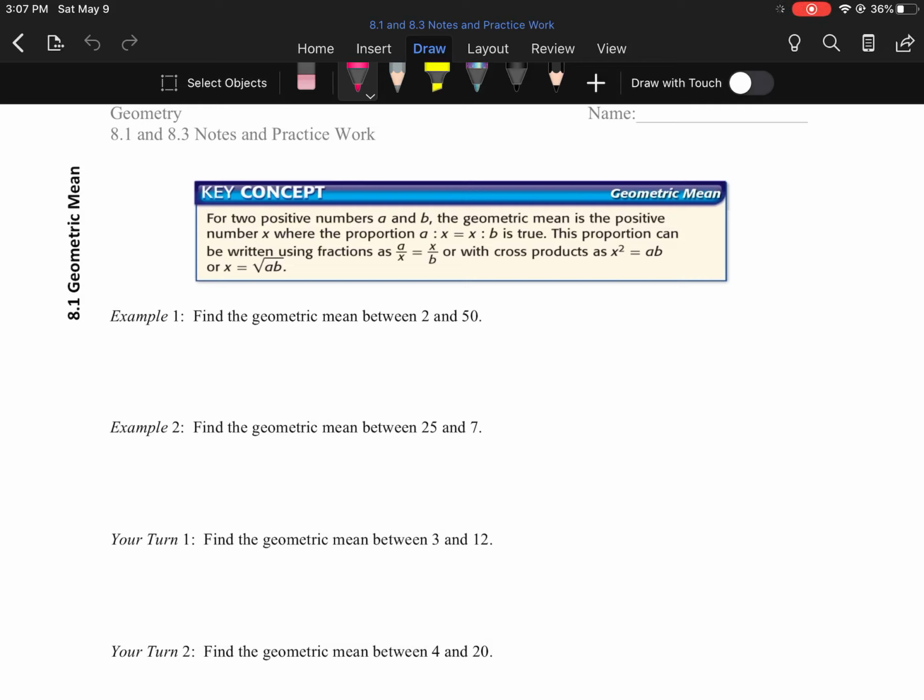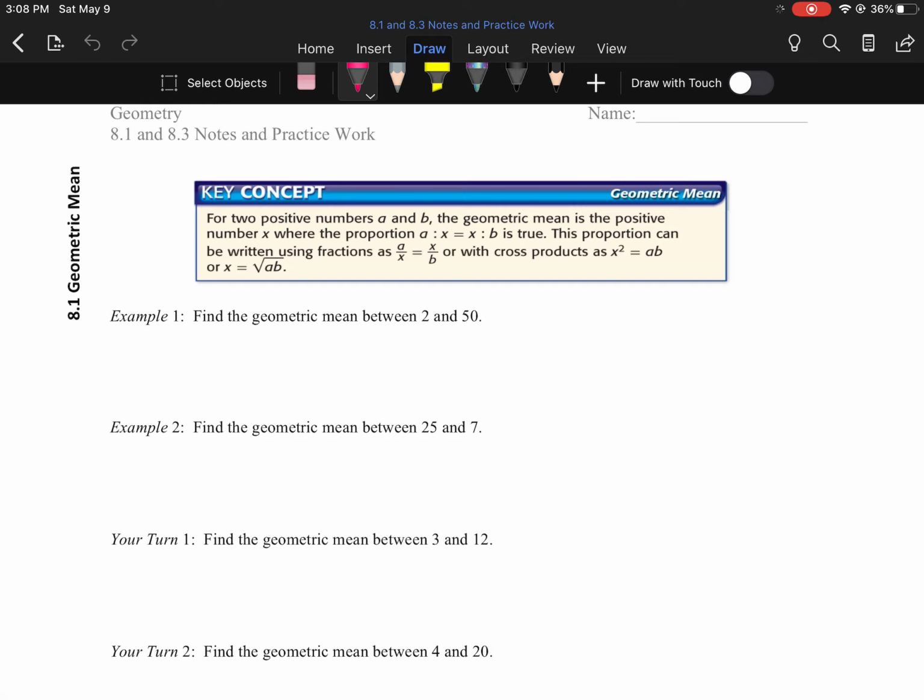All right, the first section in chapter 8 is all about the geometric mean. So the geometric mean says for two positive numbers, a and b, the geometric mean is the positive number x where the proportion a to x is equal to the proportion x to b, and that's true.